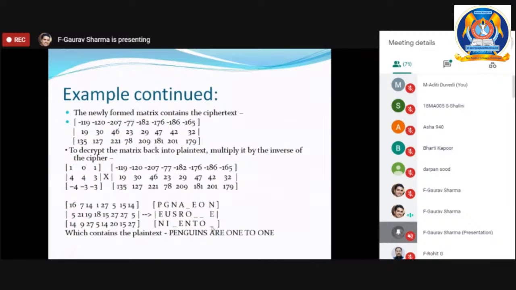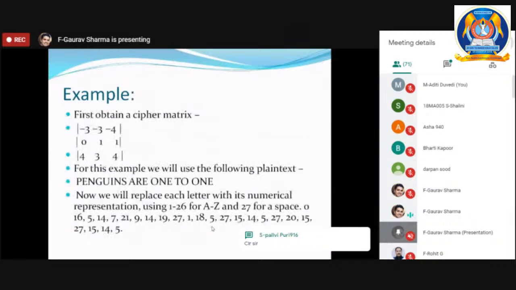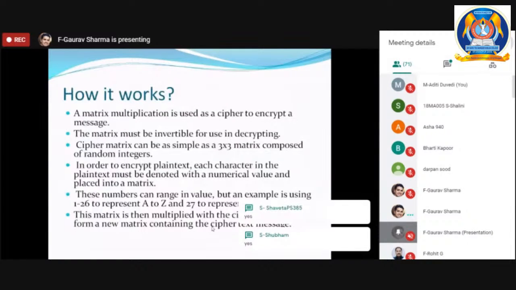So if you have any doubt till now, you can ask. I'm just giving you a few minutes to understand and digest, and after that I will take another example, another application.